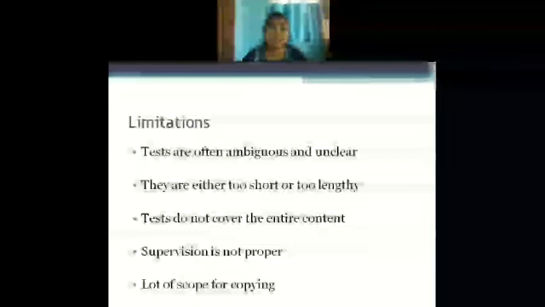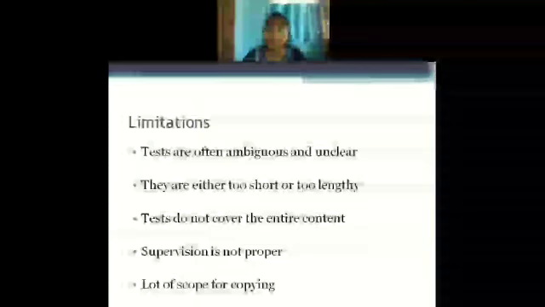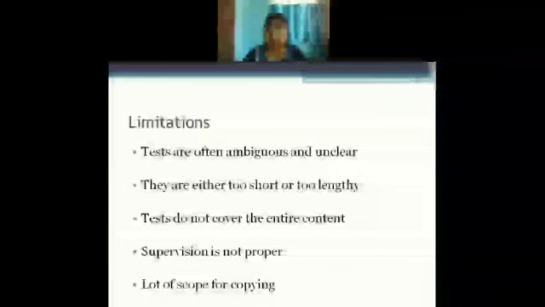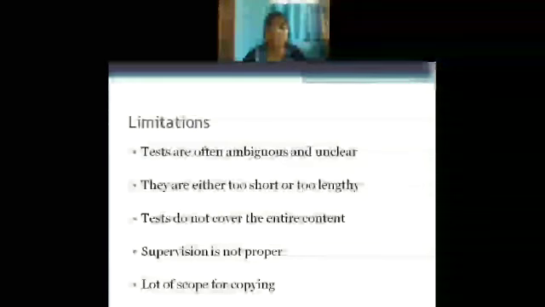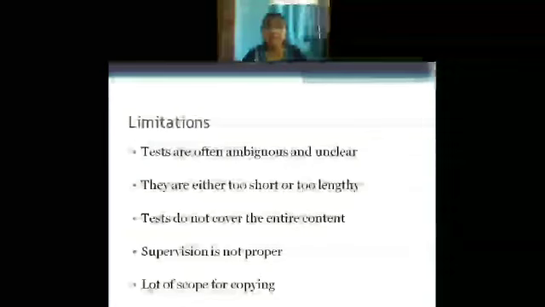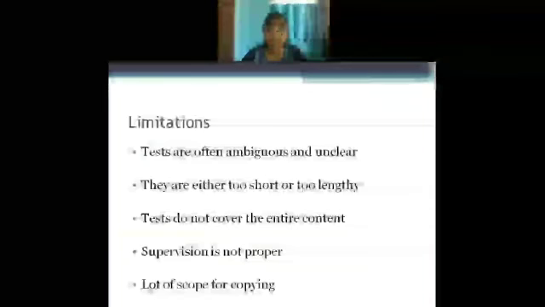Next, they are either too short or too lengthy. I have already said in the characteristics of a test, a test cannot be too short or too lengthy. But sometimes different teachers are formulating different tests, right? So sometimes we cannot help it and it becomes either too short or too lengthy. Next, tests do not cover the entire content. So it happens most of the time.